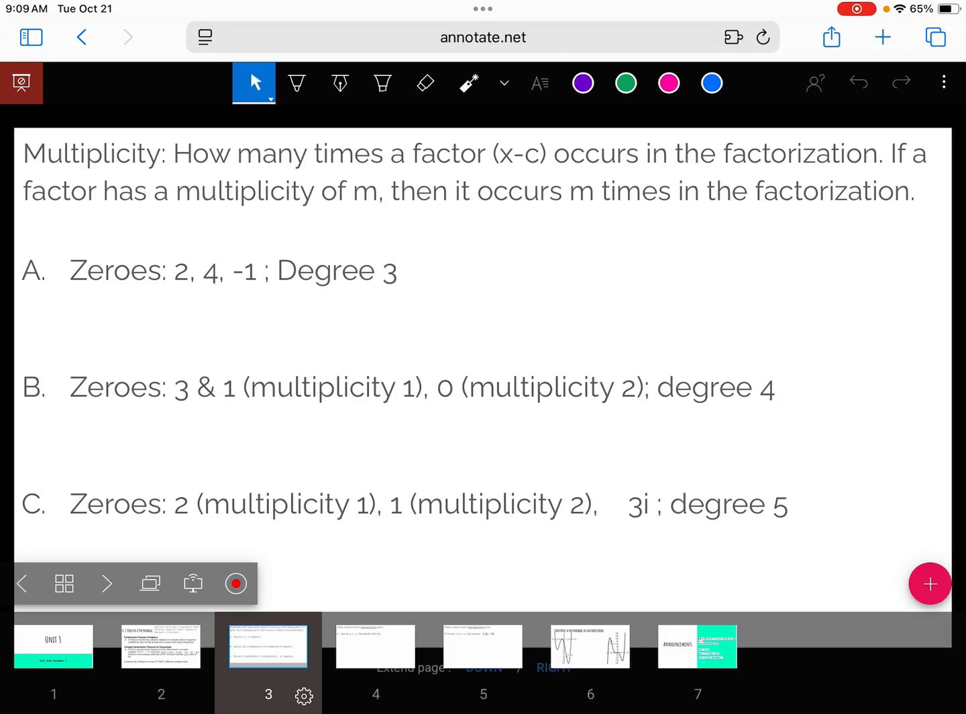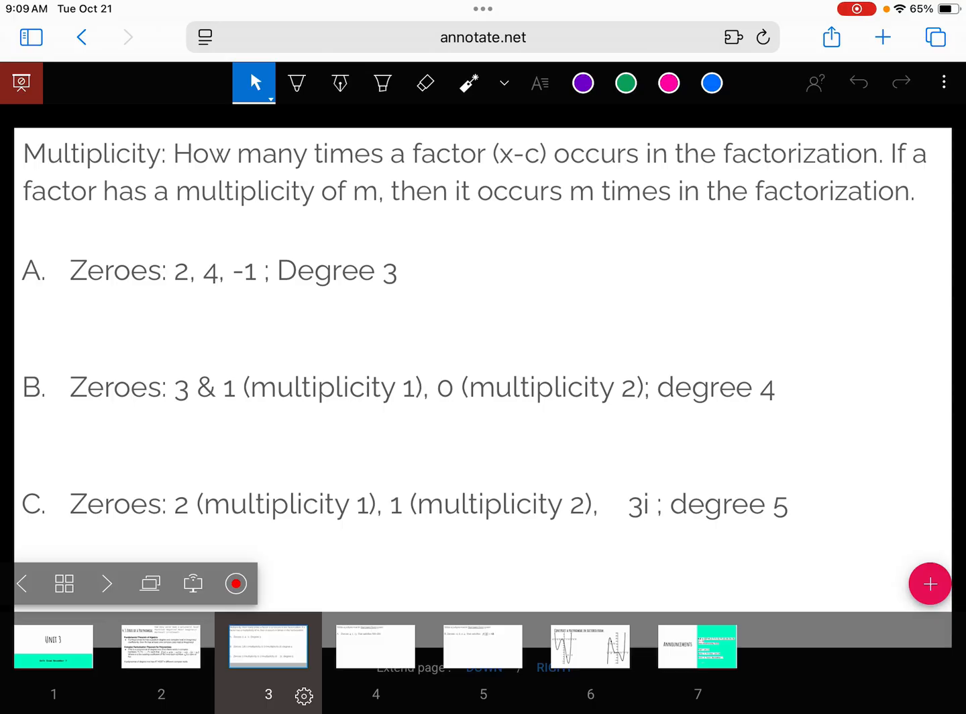Multiplicity is when a single factor, which we've written as x minus c here, happens more than once, like a double root, could be a triple root. That fact that it happens twice would make it have a multiplicity of 2. If it happens 3 times, it has a multiplicity of 3. It just means there is a power on that one specific factor. So if a factor occurs multiple times in a polynomial, in its factored form, that number of times it happens is the multiplicity.